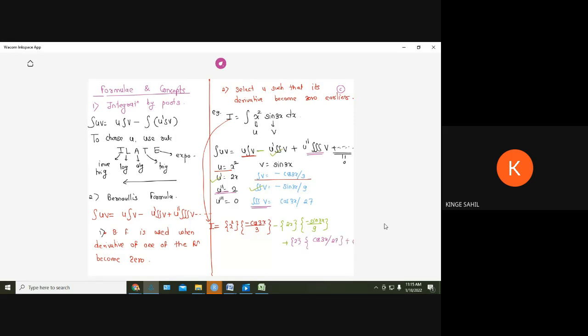So the answer is minus x square cos 3x divided by 3, then plus 2x sine 3x divided by 9, and the last term is 2 cos 3x divided by 27. And no need to write the integral sign. This is the integral. We are using this again and again, so if not written, no problem, but at least you understand what we are doing here.